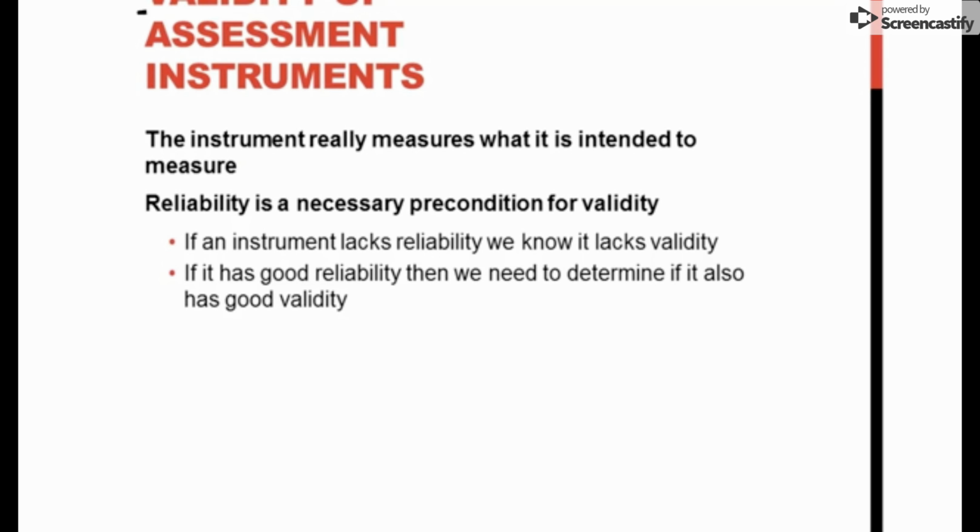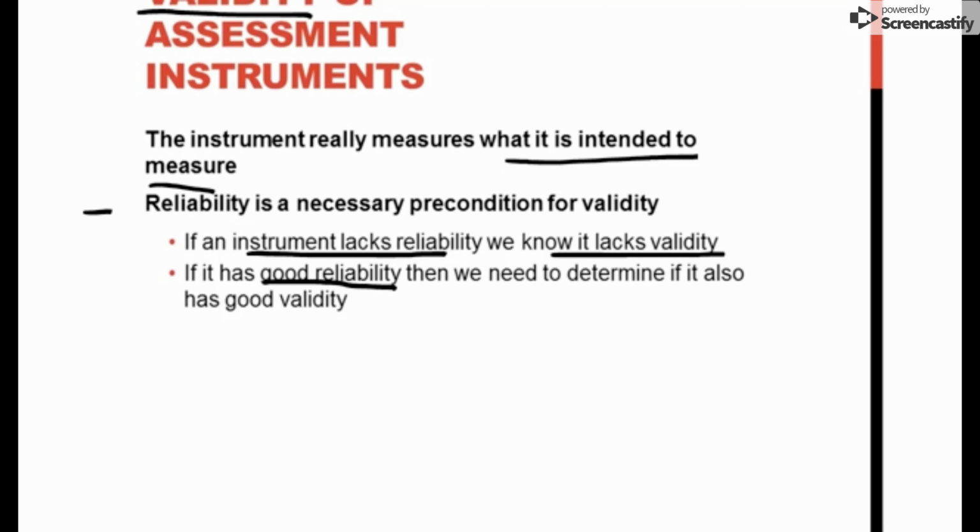Let's move on to the idea of looking at the validity of your assessment instruments or your variables. Validity, of course, has to do with the idea that whatever you're using to measure your variables is actually measuring what you intended to measure. And we think of reliability and validity as being somewhat related. Reliability is a necessary precondition for validity. If our instrument lacks reliability, we also know it lacks validity. However, just because something has good reliability doesn't necessarily mean it has good validity.